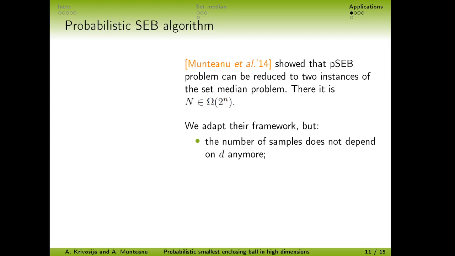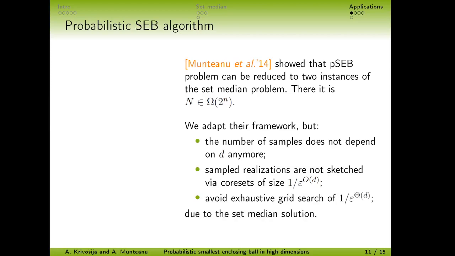Munteanu and others showed that the probabilistic smallest enclosing ball problem can be reduced to 2 deterministic instances of the set median problem. Now, big N is an exponential function of small n. We adapt their framework, but with the following changes. Their sampling procedure had a hidden dependency on D, which was considered a constant. In our case, the number of samples does not depend on D anymore. Sampled realizations are not sketched via coresets of exponential size. And we avoid the exhaustive grid search of exponential size. All that is due to the set median solution.